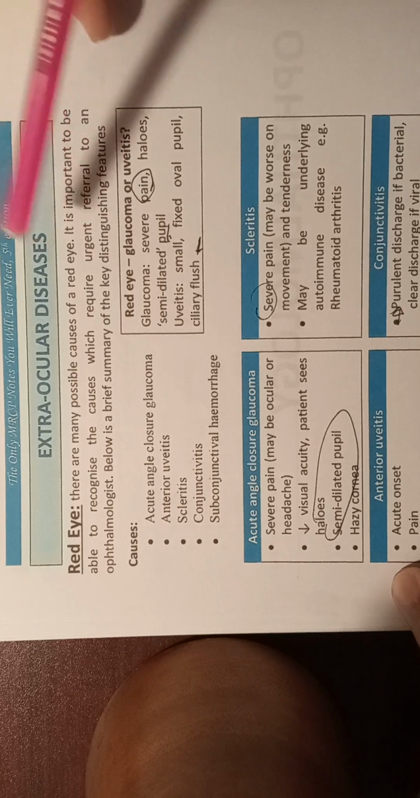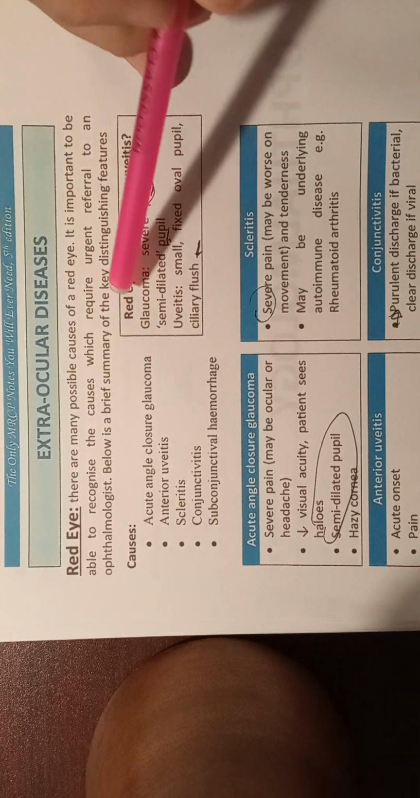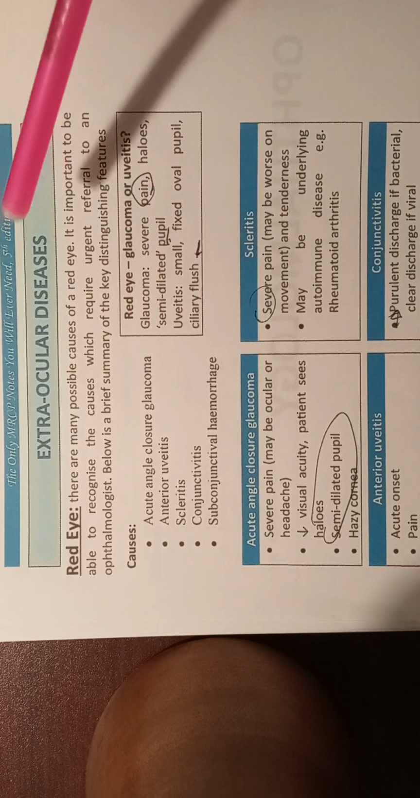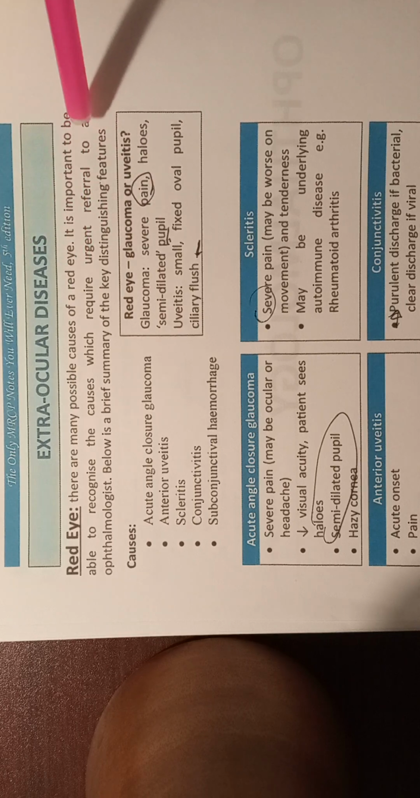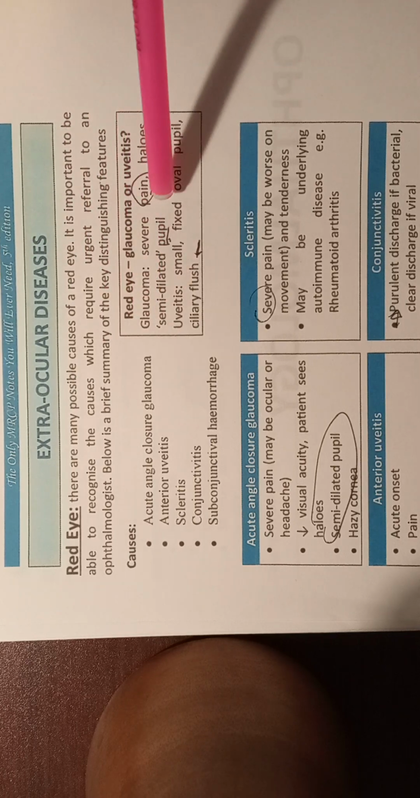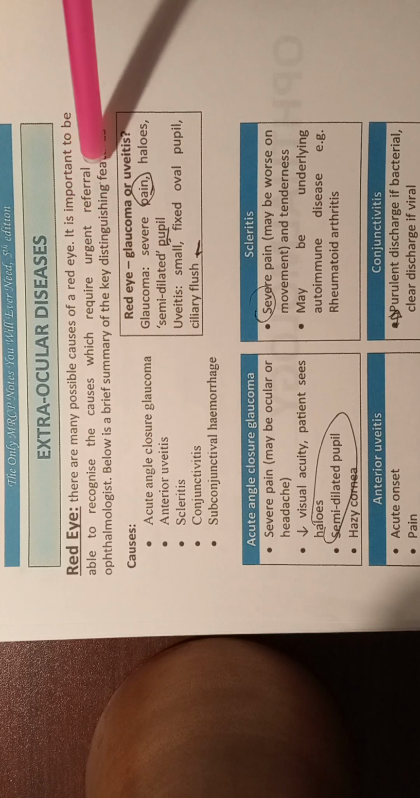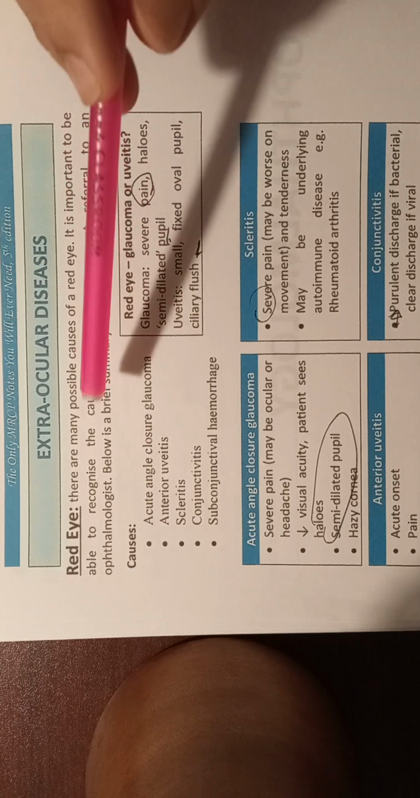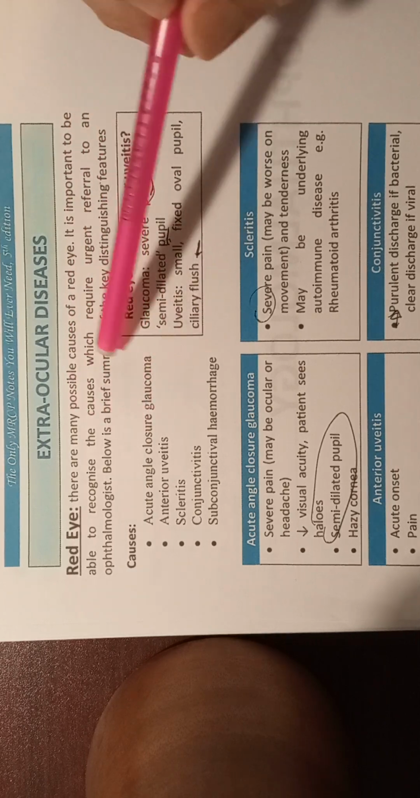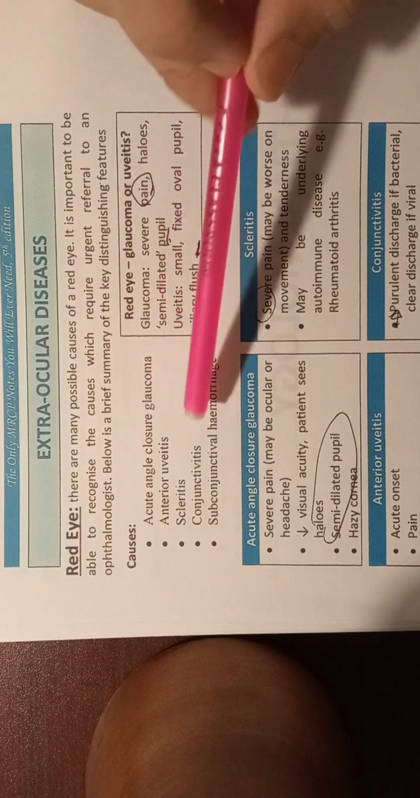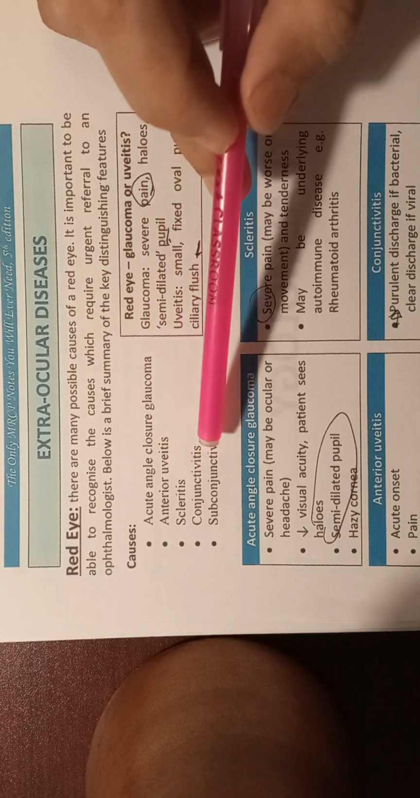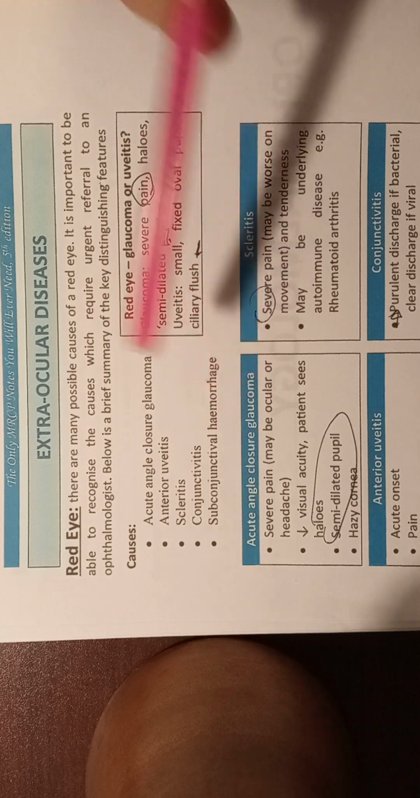Extraocular diseases. Red eye. There are many possible causes of a red eye. It's important to be able to recognize the causes which require urgent referral to an ophthalmologist. And below is a brief summary of the key distinguishing features. Causes of a red eye include acute angle closure glaucoma, anterior uveitis, scleritis, conjunctivitis, subconjunctival hemorrhage.